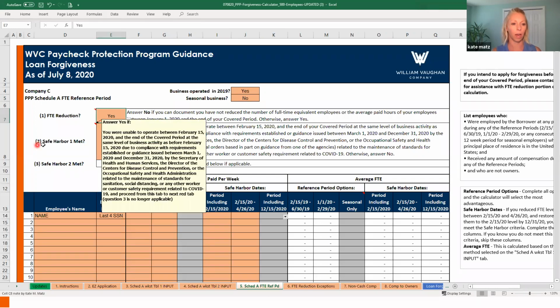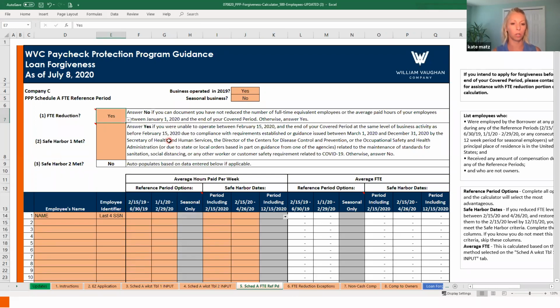Now you're going to look at question number 2 to see if you meet the first safe harbor. This first safe harbor is one of the newer things that was more recently added with some of the guidance that came out.